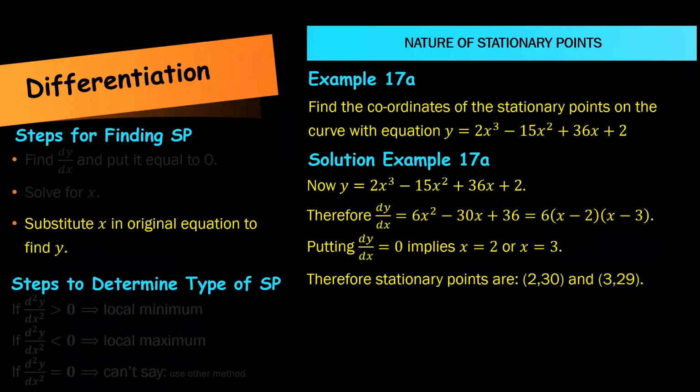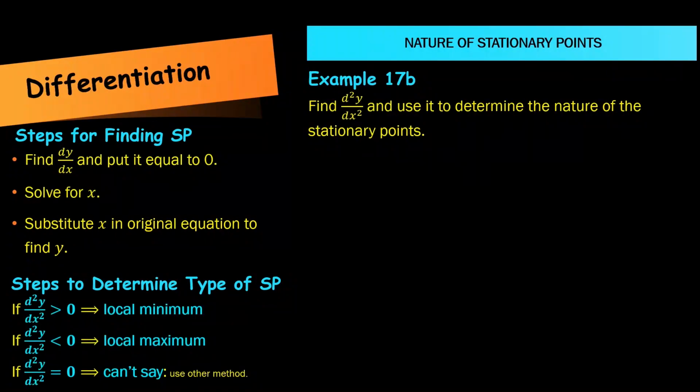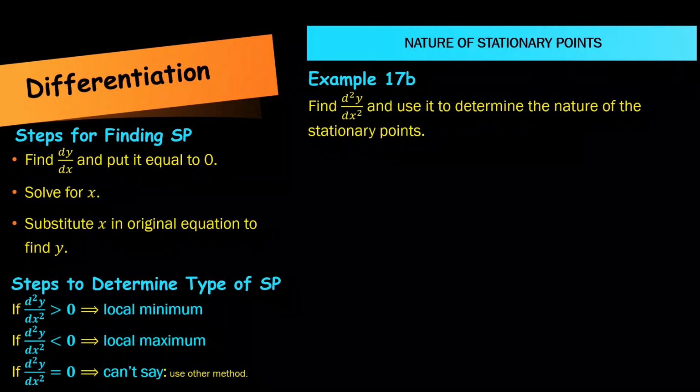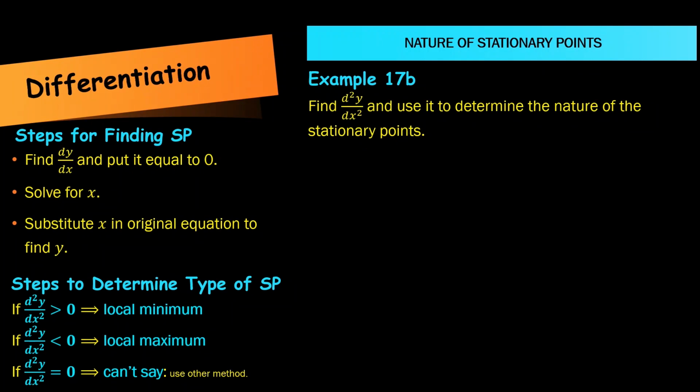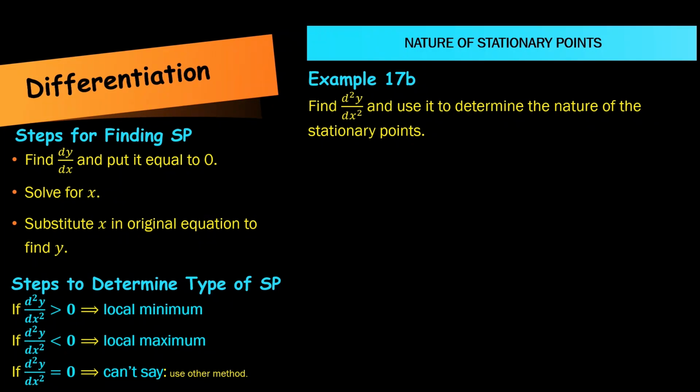Now let's solve part B. We are required to find d2y dx squared and use it to determine the nature of the stationary points. Recall the steps to determine the type of stationary point. Remember, if d2y dx squared is greater than 0, we have a local minimum. If it's less than 0, we have a local maximum. And if it's equal to 0, we can't say, and we need to use another method. So let's solve this.